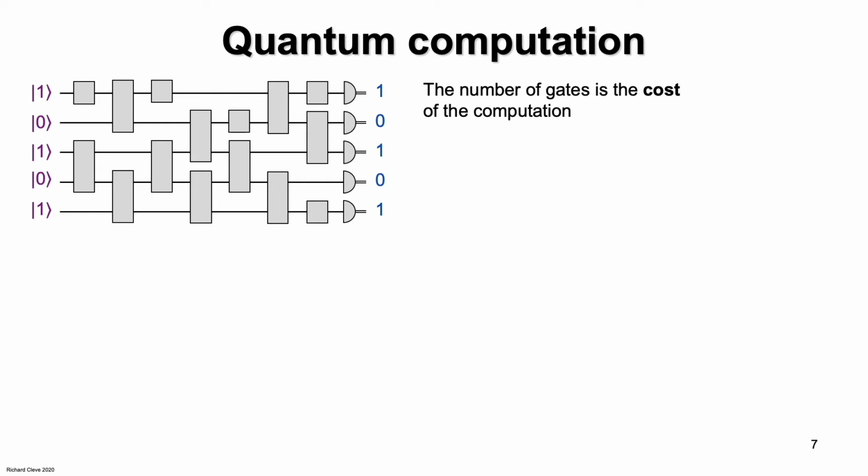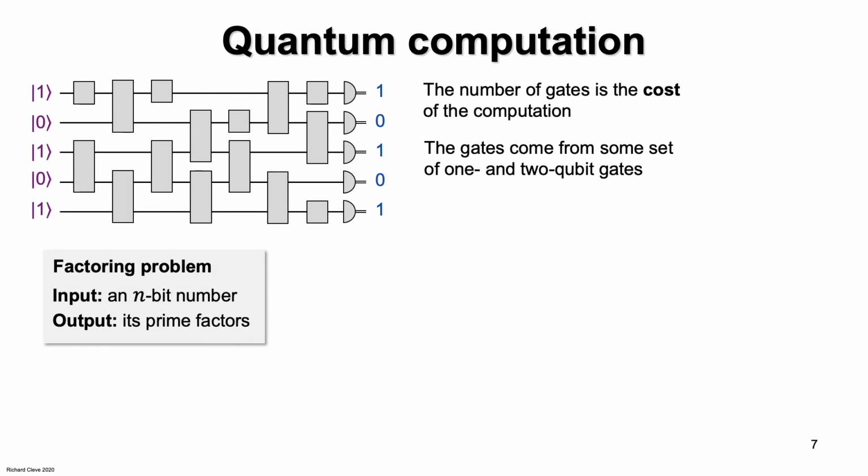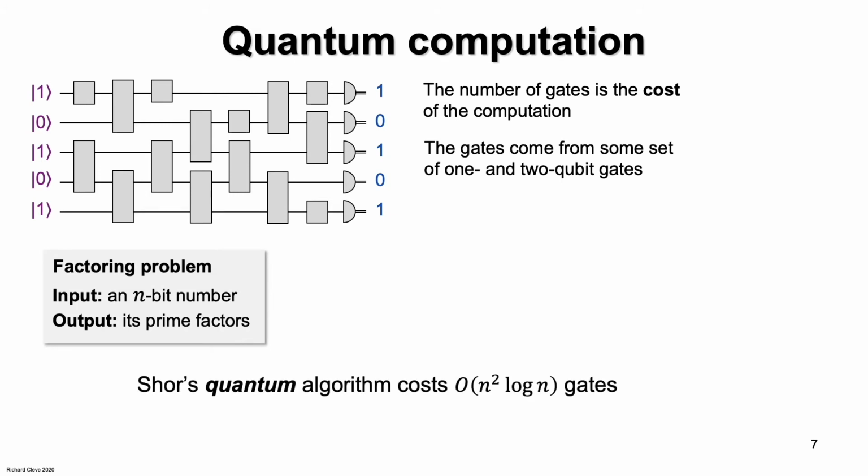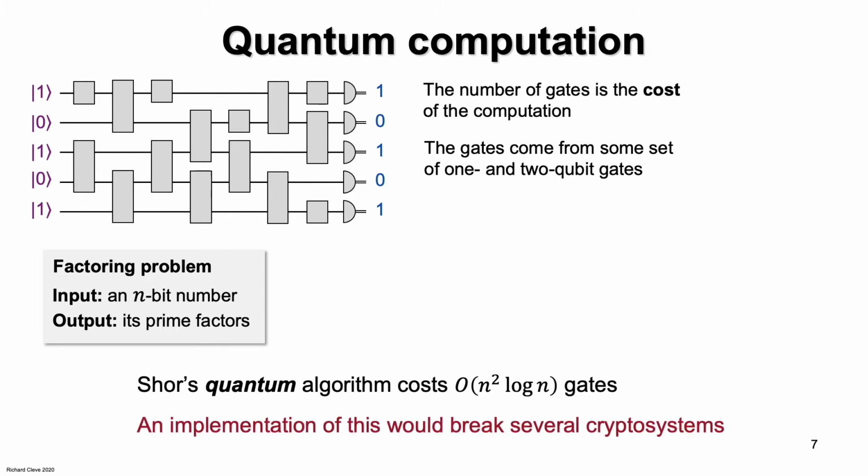Also, we need a notion of what an elementary gate is that does a constant amount of computational work. For now, let's take that to be the set of all 1-qubit and 2-qubit gates. We'll consider simpler gate sets later on. Here's the factoring problem again. Shor's famous factoring algorithm is a quantum circuit for factoring consisting of only order n squared log n gates, a polynomial number of gates. Of course, an efficient implementation of this algorithm would break several crypto systems.